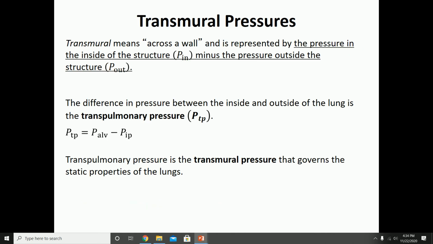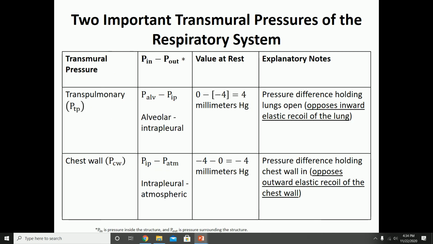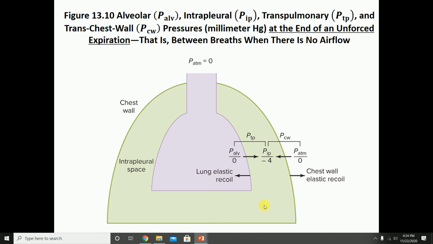Now there are other pressures besides the intra-alveolar pressure that have a role during respiration. There is a transmural pressure, which means pressure across a wall. It is basically the pressure difference between the pressure inside of the structure minus the pressure outside of that structure. We'll take a look at these different pressures, and we'll get to that slide in a minute.